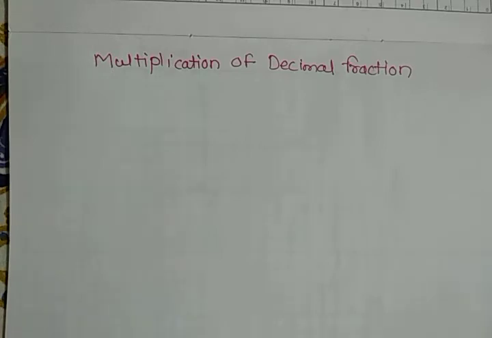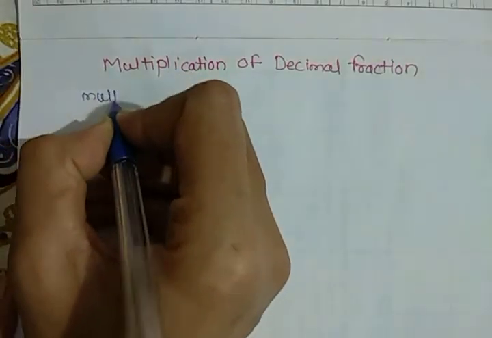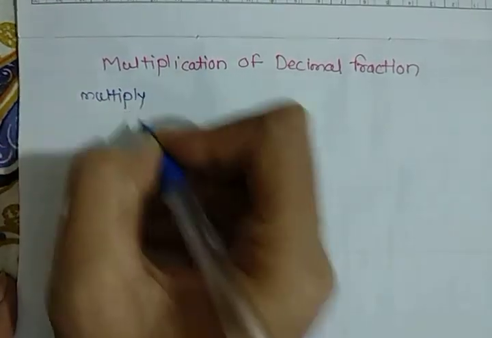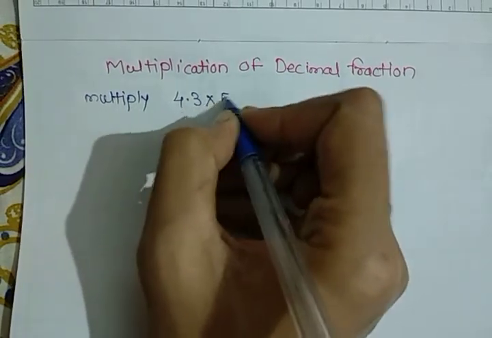So let's see the example. Then you will understand how to solve the multiplication of decimal fractions. See, there are three methods. I will show you the three methods here. The first example is multiply 4.3 by 5.